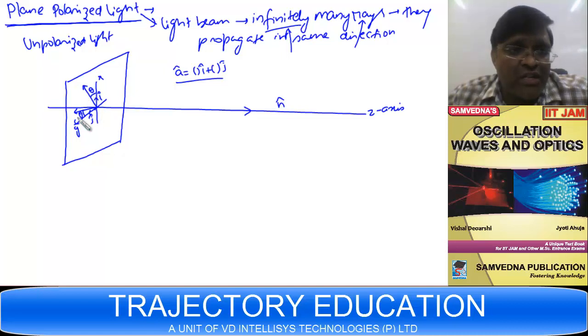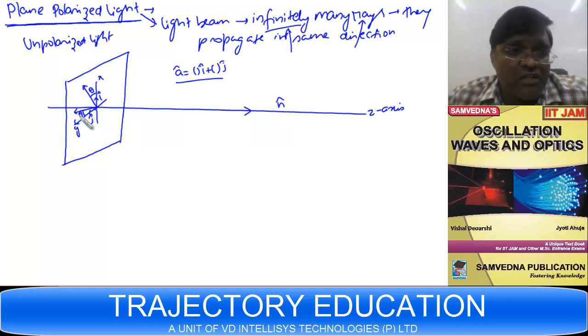So if I choose two directions, it need not be at the same angle theta. If I choose any directions, the number of rays having the field vector in one direction will be equal to the number of rays having the field vector in any other direction, because every direction is equally probable, right? If I have n rays having the field vector in this direction, we will have n rays having the field vector in any direction.